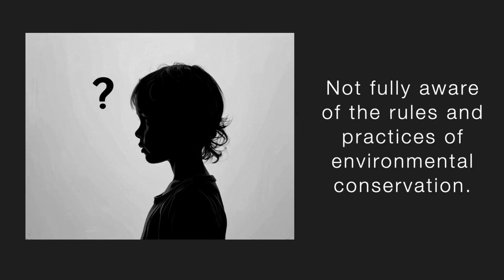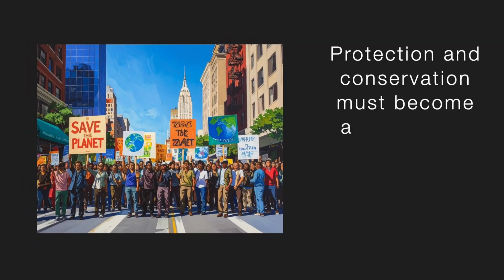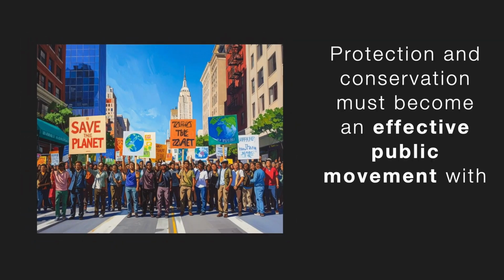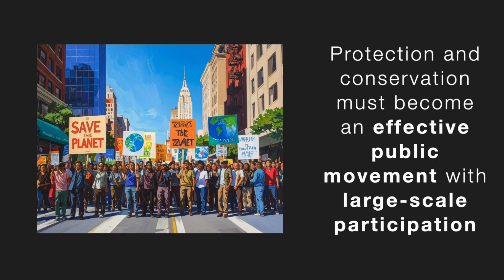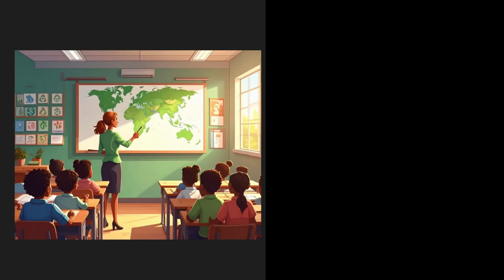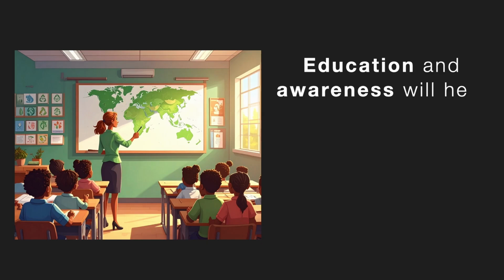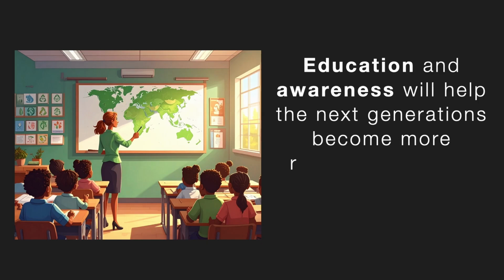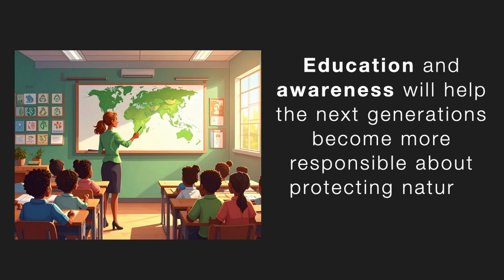To really solve these environmental problems, protection and conservation must become an effective public movement with large scale participation. Values like a positive attitude towards the environment, and knowledge about it, should be instilled in children from the early years. Education and awareness will help the next generation become more responsible about protecting nature.